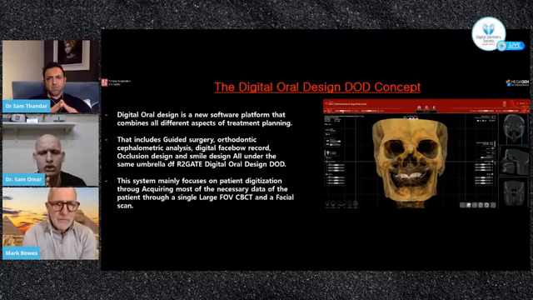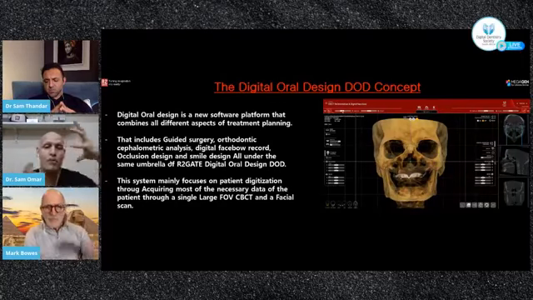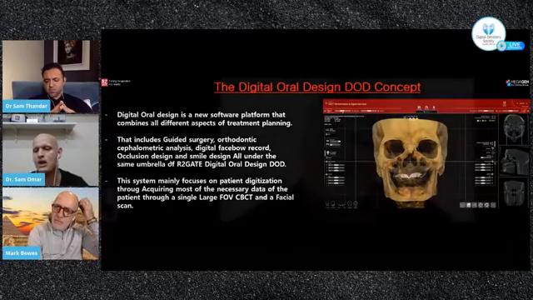And what we usually do with digital oral design, we always have to gather the right information. So we start with gathering the patient's information, and the two key pieces of information that we actually need are, number one, a large FOV CBCT and, number two, a facial scan. So that's basically the main information that you need in order for you to start a full mouth treatment plan.